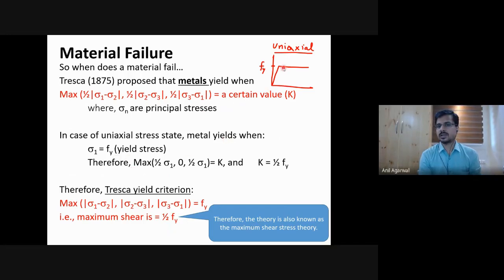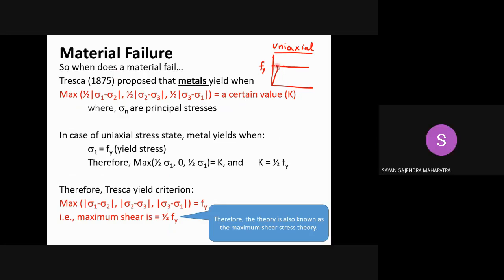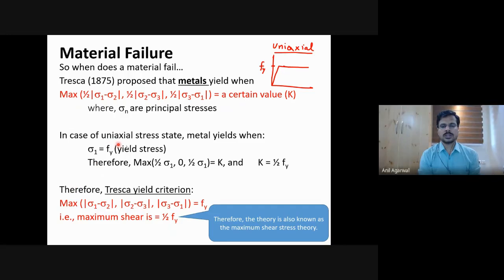Okay, so let's try that. Let's say we do a uniaxial test, and let's say our X or 1 axis is along the axis of the force. So when the yielding takes place, what is that sigma 1 value equal to? Fy, yield strength. Correct. So in case of a uniaxial stress state, I can substitute Fy for sigma 1. I can put Fy here. But in a uniaxial test, what are the stresses in this direction?